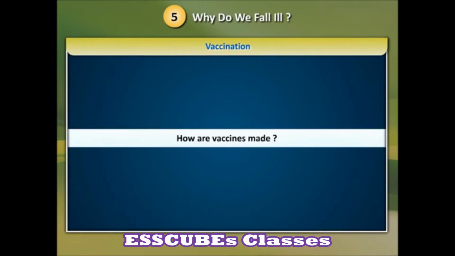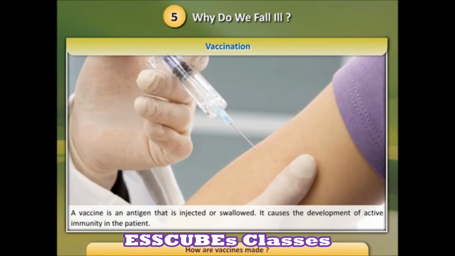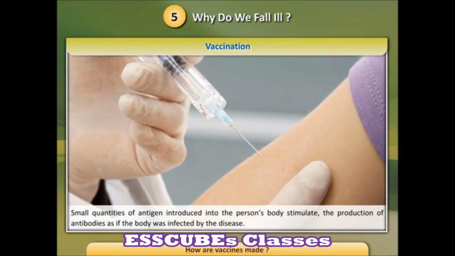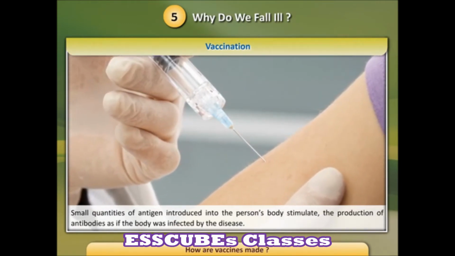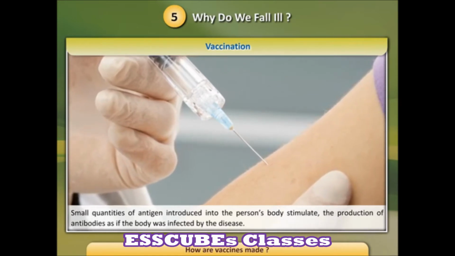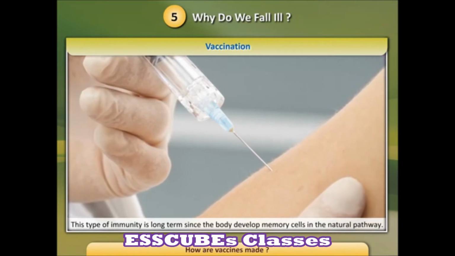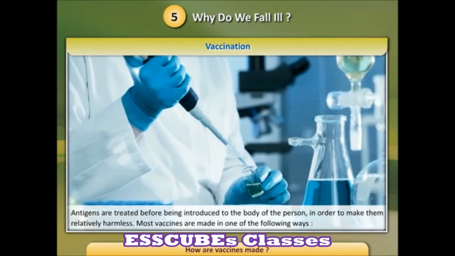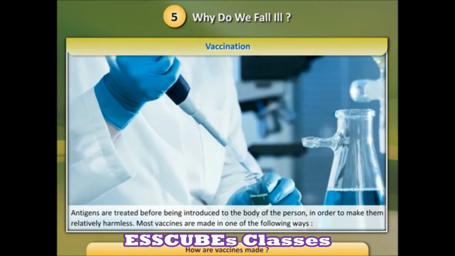How are vaccines made? A vaccine is an antigen that is injected or swallowed. It causes the development of active immunity in the patient. Small quantities of antigen introduced into the person's body stimulate the production of antibodies as if the body was infected by the disease. This type of immunity is long-term since the body develops memory cells in the natural pathway. Antigens are treated before being introduced to the body of the person in order to make them relatively harmless.